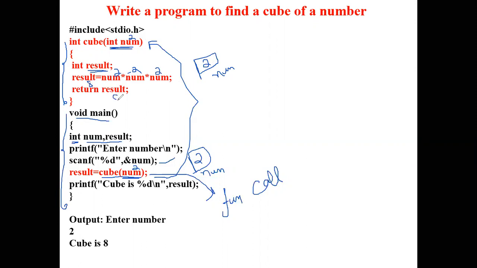And this is a function with a return type, and the return type is integer. This is a return statement, so it will return the result 8. After the execution of the function definition, the control will return to the calling function, and we are returning the value 8, which will be stored in the variable. Finally we go to the next statement, the printf statement. The cube is 8, so it will display the cube is 8.